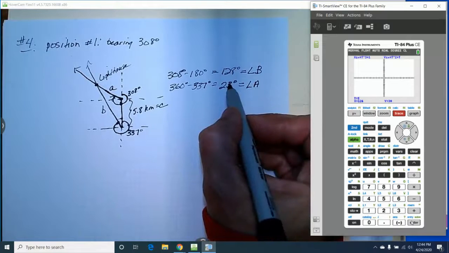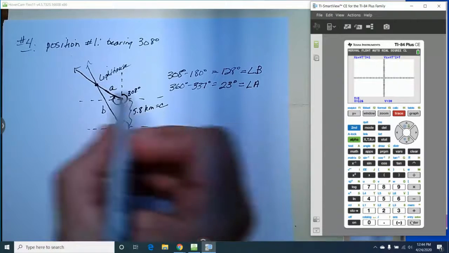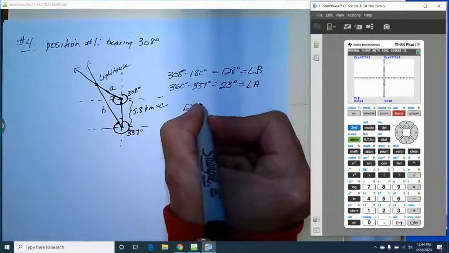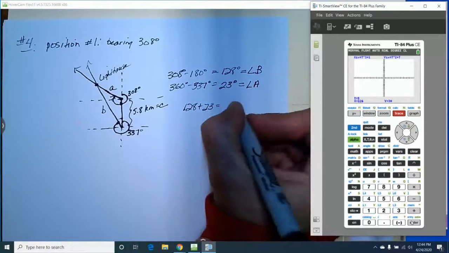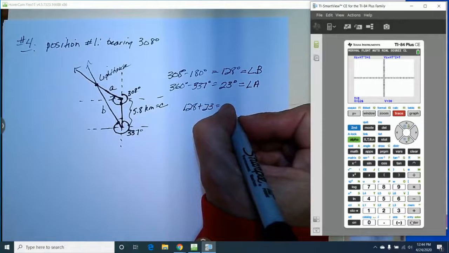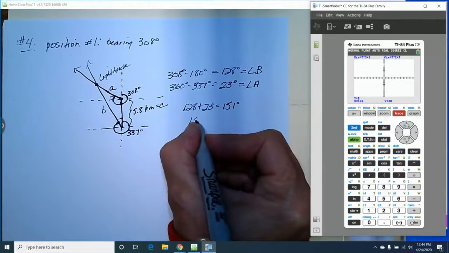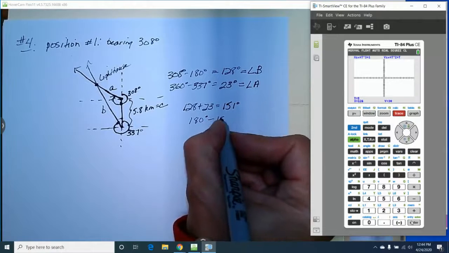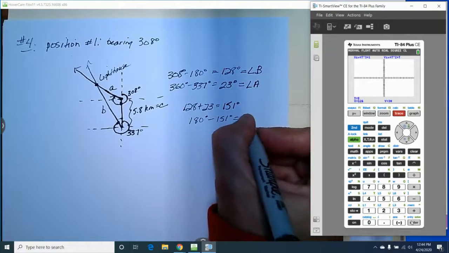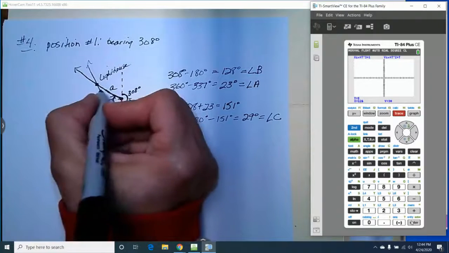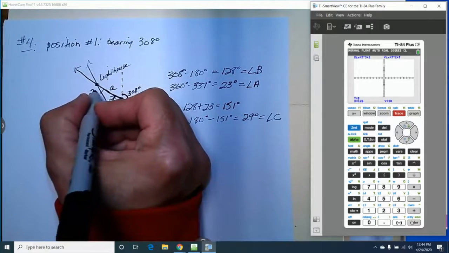Now that I have these 2, I can find angle C, which is going to be this one over here. So I'm going to take these 2, add them together. So that's 151. And then subtract that from 180, which is going to give me 29 degrees for angle C. So this one up here is 29 degrees.